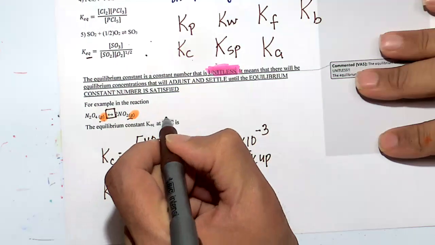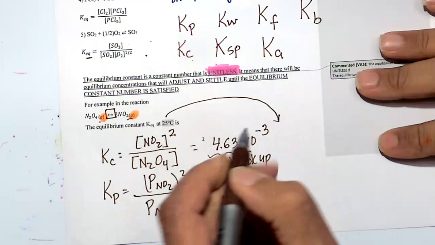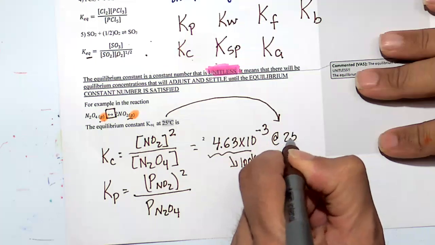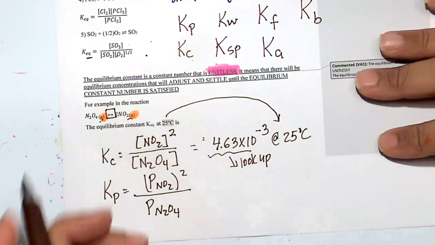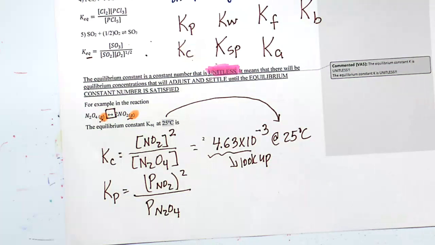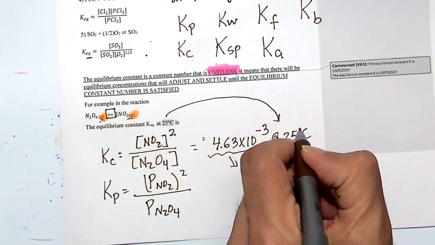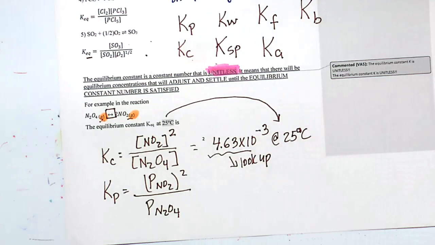Also, I want to tell you that this is at 25 degrees C. If we're going to do this reaction at 30 degrees C, we'll have a different K. If we do this reaction at 40 degrees C, we will have a different K.